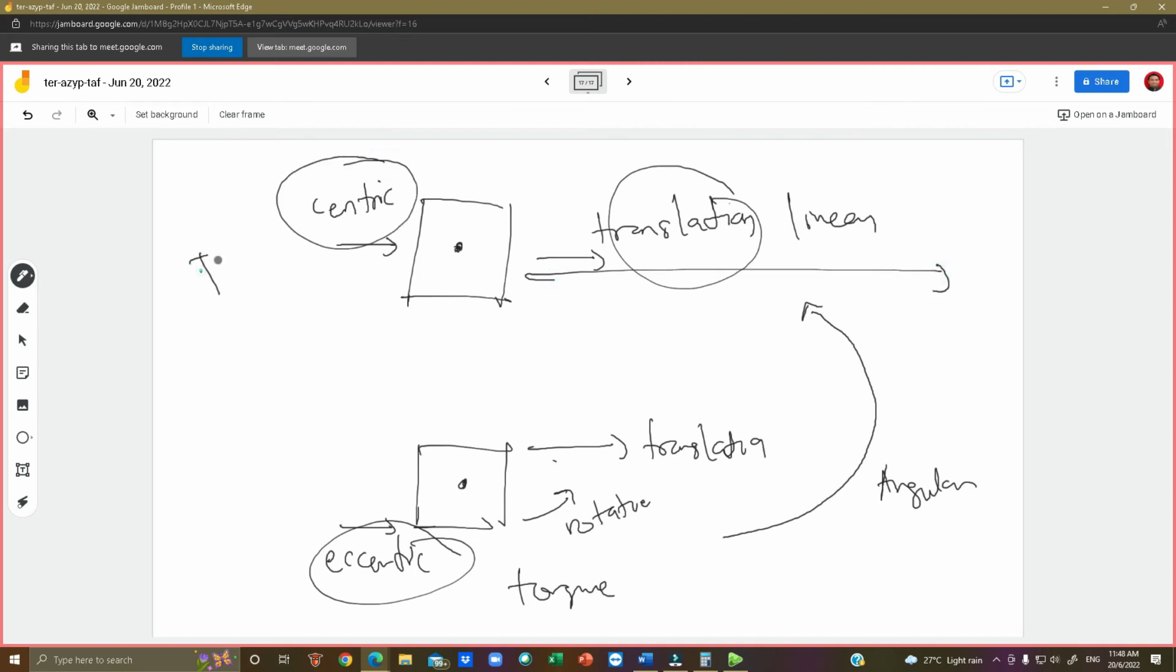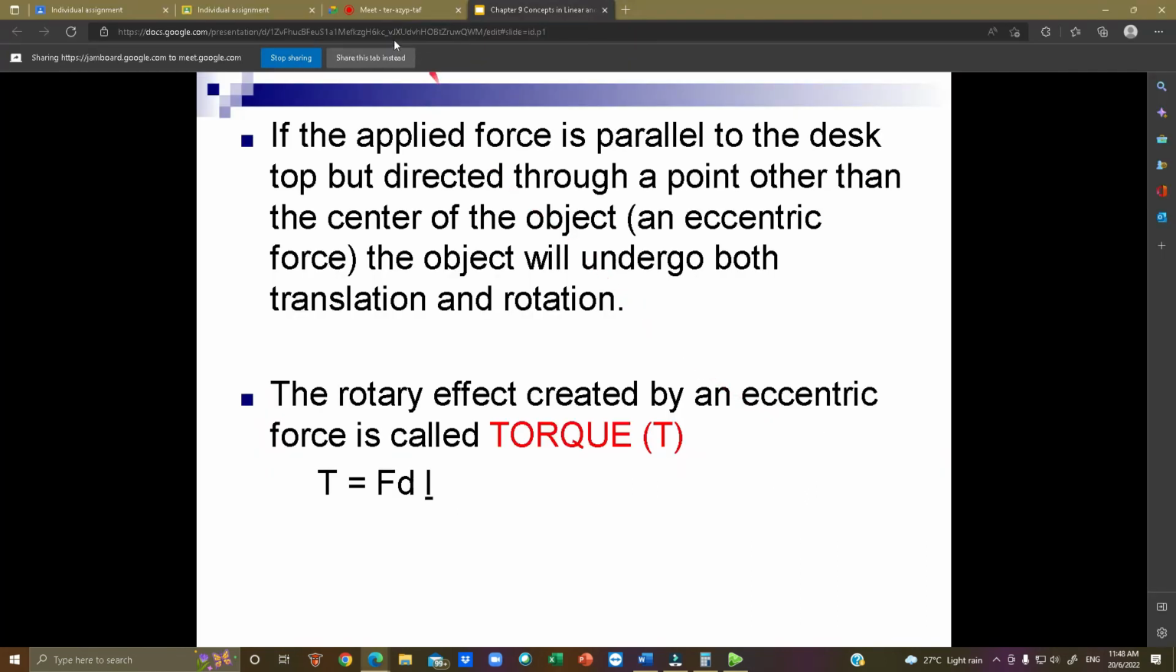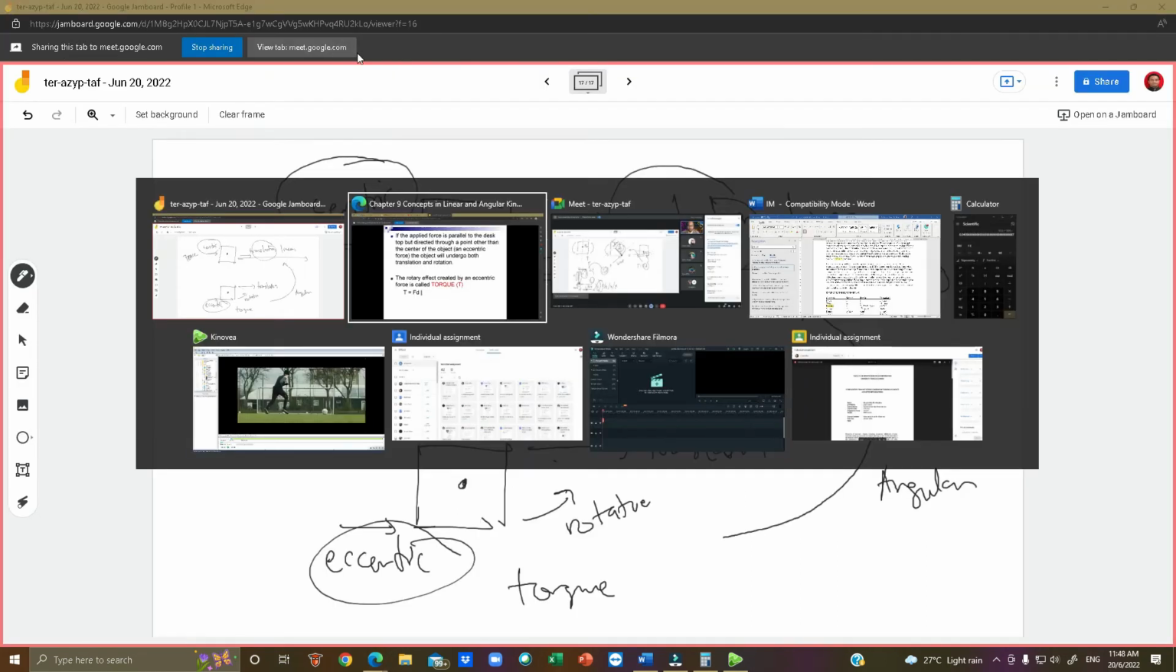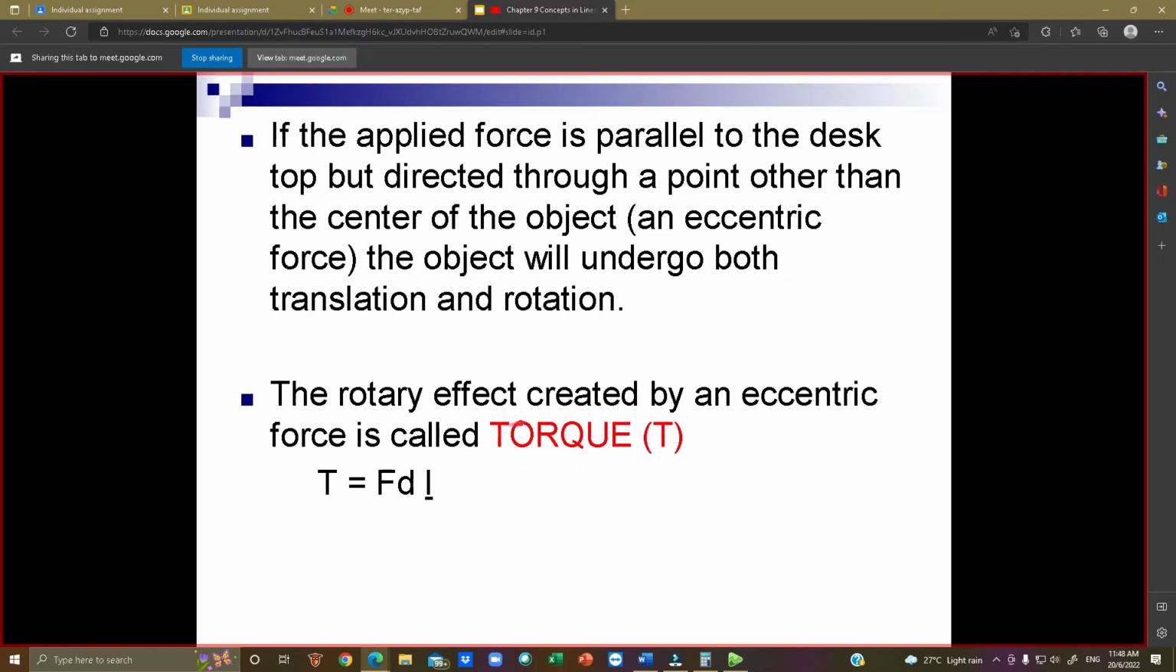And this is called force. Tu dia, beza force and torque. Both are force, but one is known as centric, another one is known as eccentric. One causes only translation, another one causes both translation and rotation. Okay. Tu dia. And that is torque. Okay, the difference between torque and force.